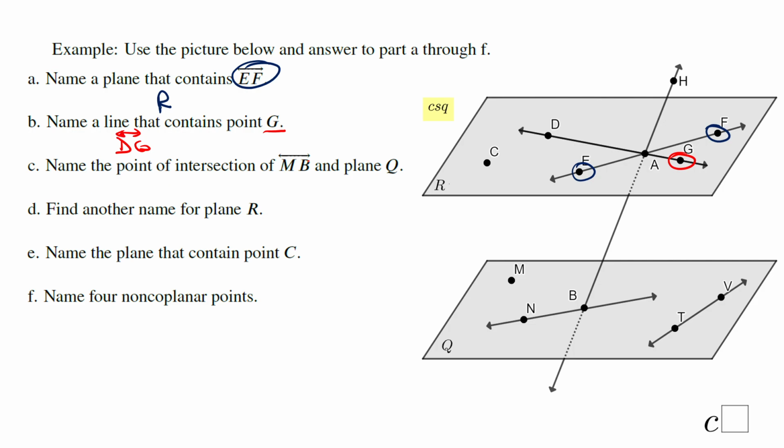Name the point of intersection of line MB and plane Q. Line MB. And I think I have a problem here. I think I should have said HB. Let's do it this way. So this is the line HB and plane Q. This is the plane. They intersect right here at point B.